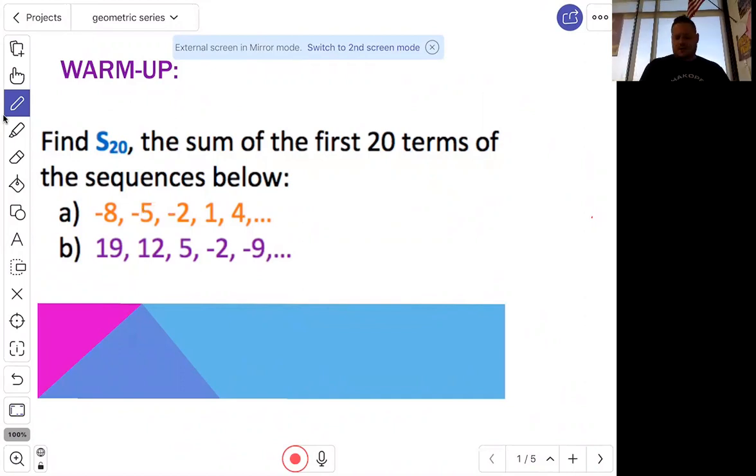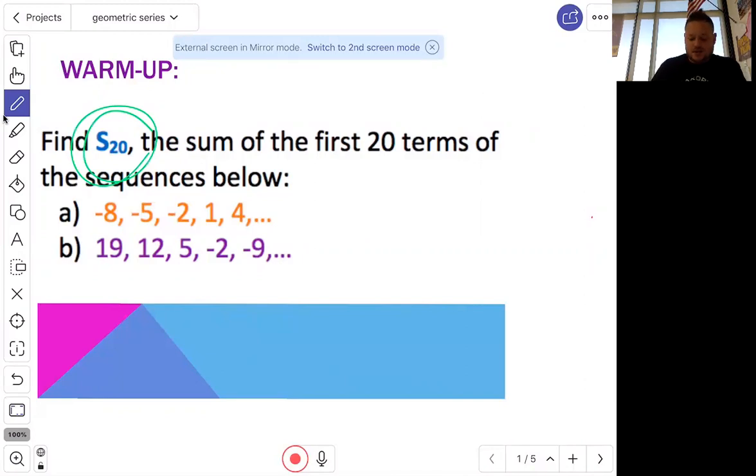Before we do that, let's take a look at our warm-up. If you want to try the warm-up on your own, go ahead and pause the video and try it. If not, I'm going to solve it right now. So here we go. I want to find the sum of the first 20 terms of this sequence.